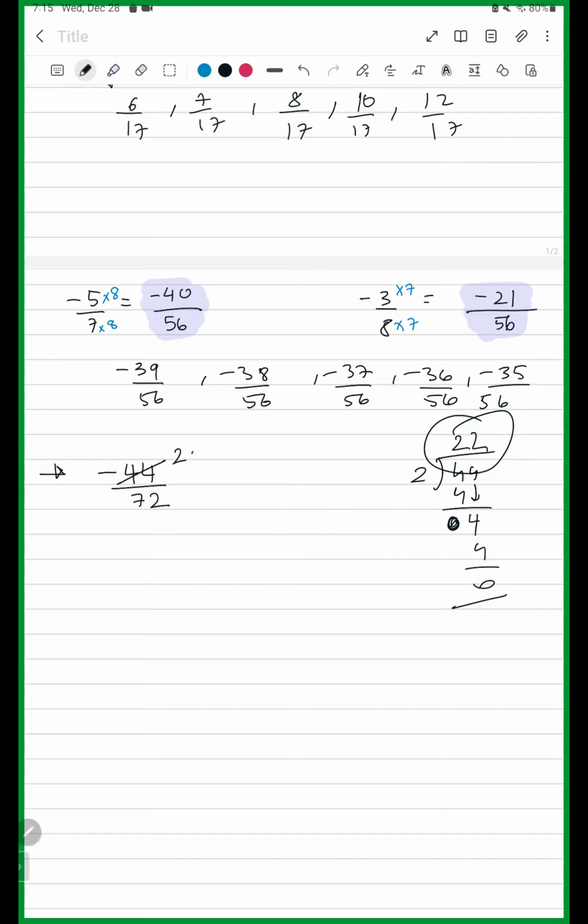What about 72? It will be 36. Very good. 36. So now we have minus 22 upon 36. Is this the simplest form? No. No. What can we further divide it with?